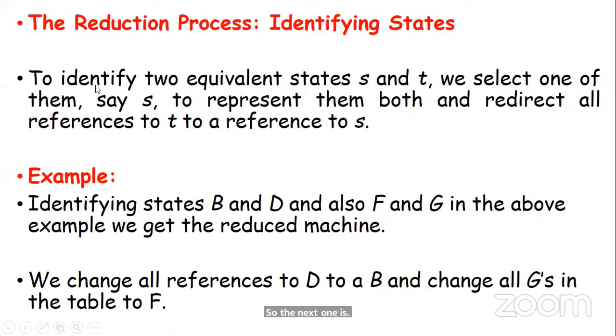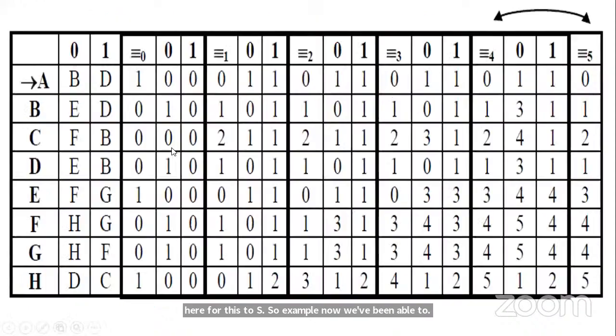So the next one is the reduction process. To identify 2 equivalent states S and T, we select one of them, say S, to represent them both, and redirect all references to T to a reference to S. So for example, look at E4 and E5. Please pay close attention here. You have E4 and E5.